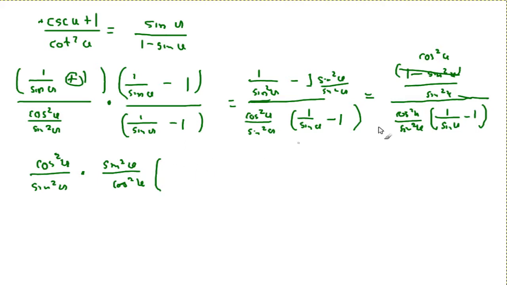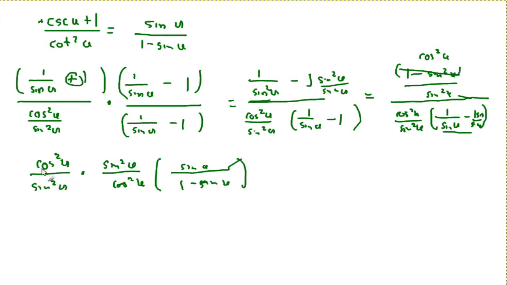which would be, you know what, I forgot to do: we need to get a common denominator for the denominator also. So that would be sine squared of u, which is the common denominator for that fraction, over 1 minus sine of u, bracket.